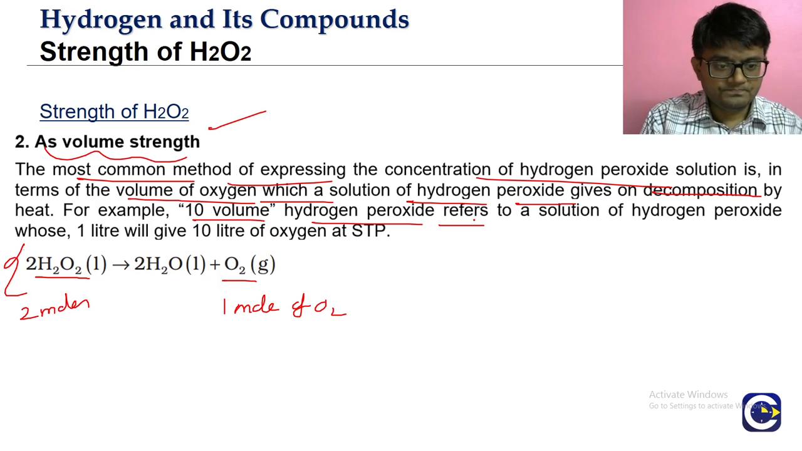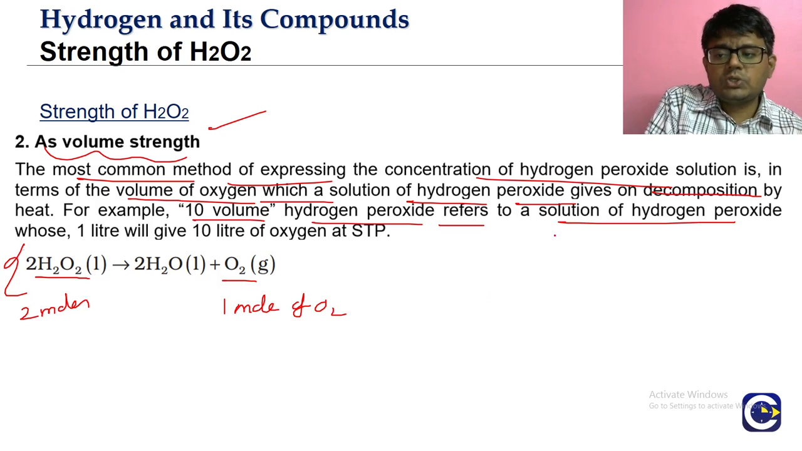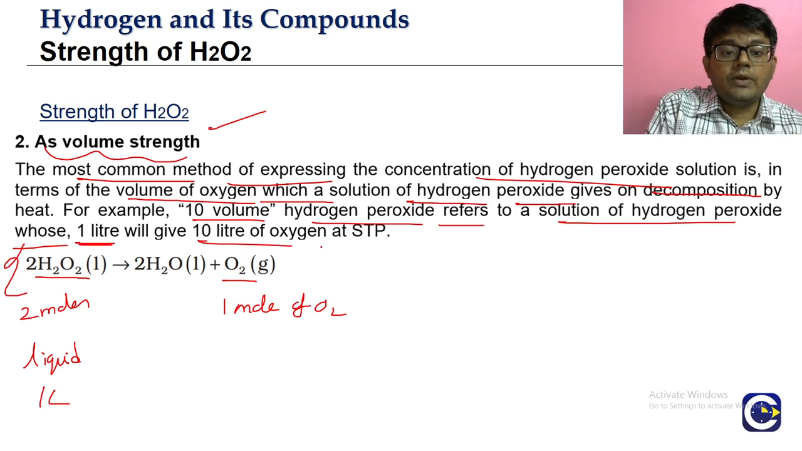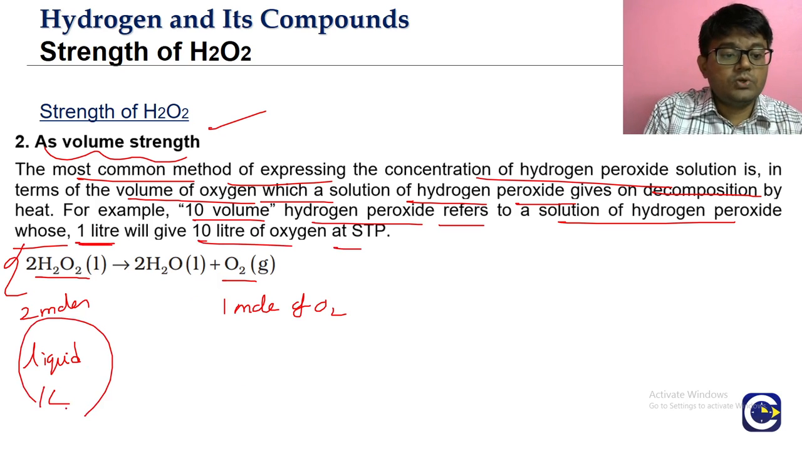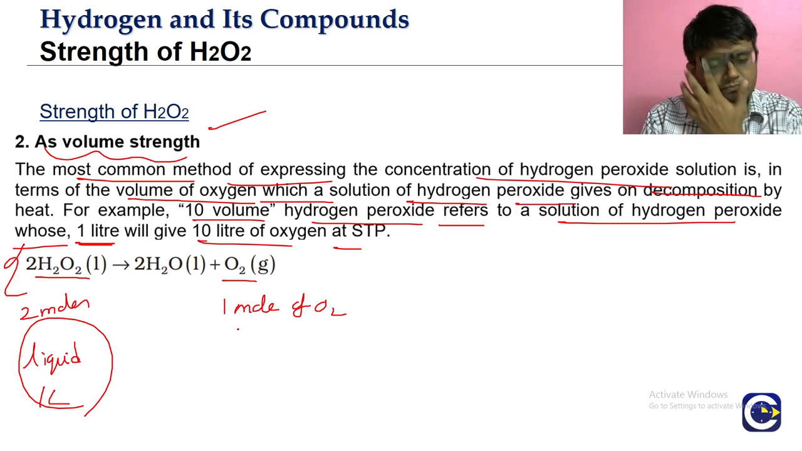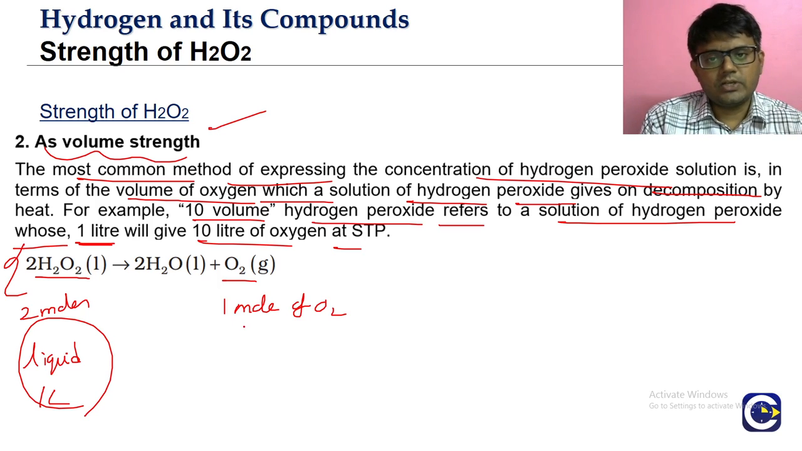It basically means if you take a solution of hydrogen peroxide, which will be in the liquid state, you take 1 liter of it. The 1 liter solution will contain the hydrogen peroxide and also the solvent, both will be there. You take that 1 liter solution and decompose it completely. Decomposing means only the hydrogen peroxide will be decomposed. The solvent, let us say water, is not going to get decomposed. Only the hydrogen peroxide part is going to get decomposed.